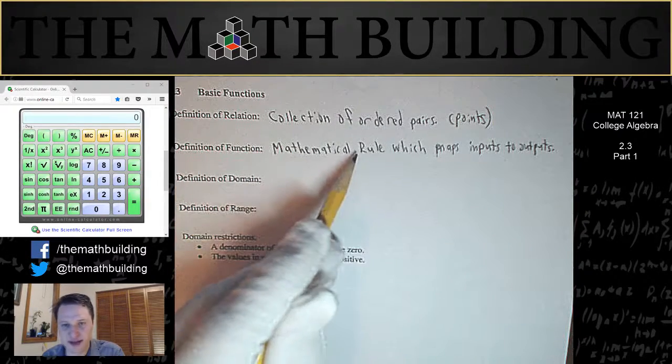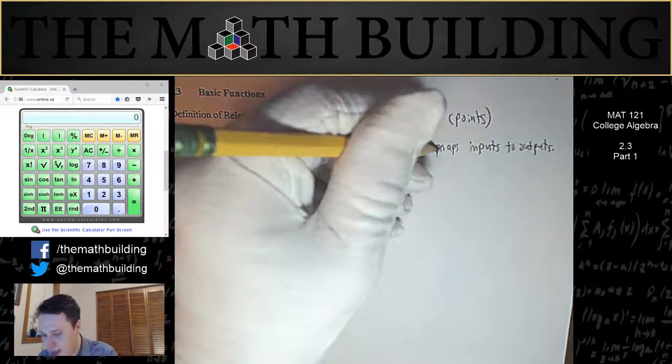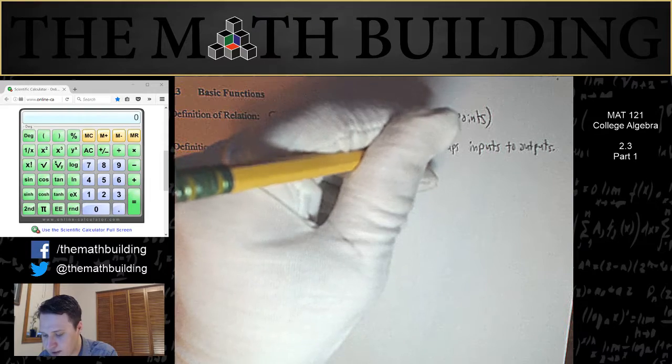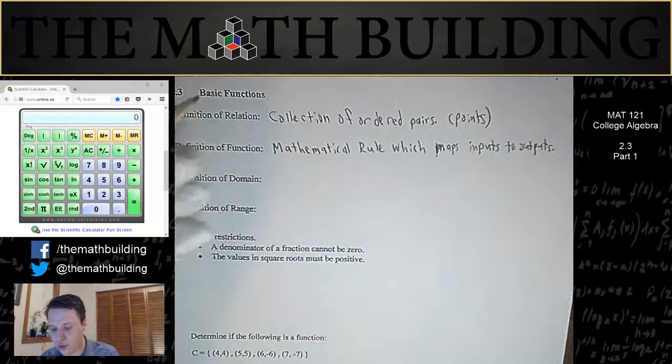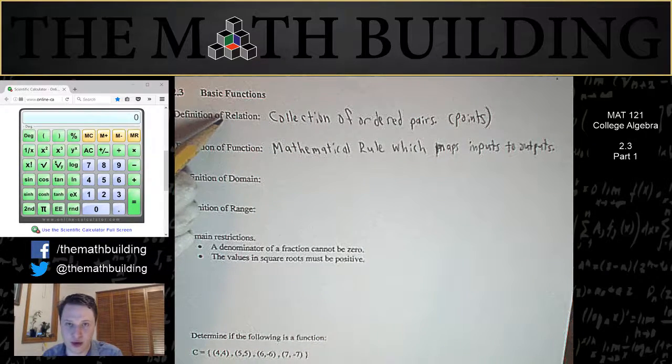A function is a mathematical rule. You think of it as an equation. And what that rule does is it takes an input and it gives it to an output. So you can think of the function as being like a machine. You put in an input number and it spits out an output number. However, there's one really important rule that makes a function different from a relation.